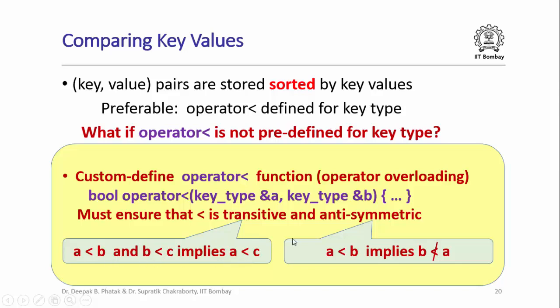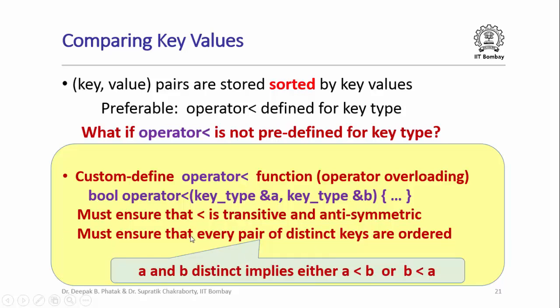That is what transitivity means. And what does antisymmetricity mean? It means that if an object A is less than object B, then it must not be the case that the object B is less than object A. In addition, this order defined by the less than operator must also ensure that every pair of distinct keys are ordered. For example, if A and B are distinct keys, then I should either have A less than B or I should have B less than A.